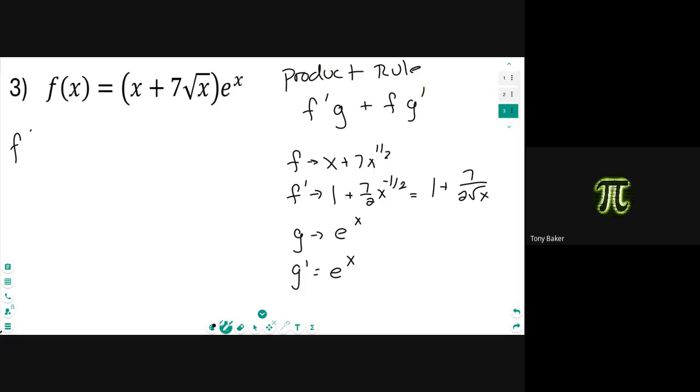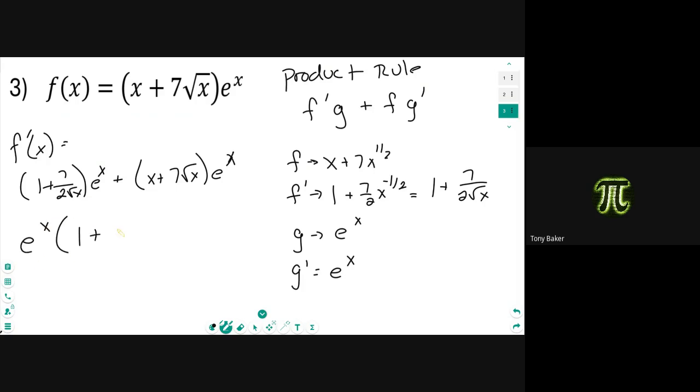So we have 1 plus 7 over 2 square root of x, times e to the x, plus... or you can just write it as e to the x times 1 plus... Either of those two answers will work.